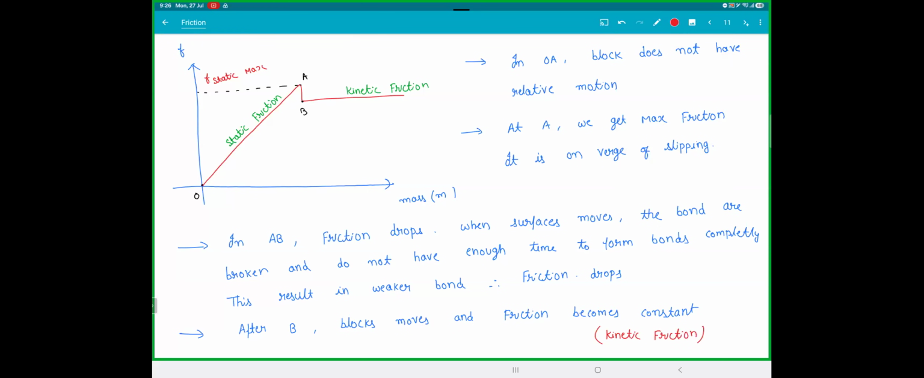Is this making sense, everyone? That's your whole story and what is happening with your block.